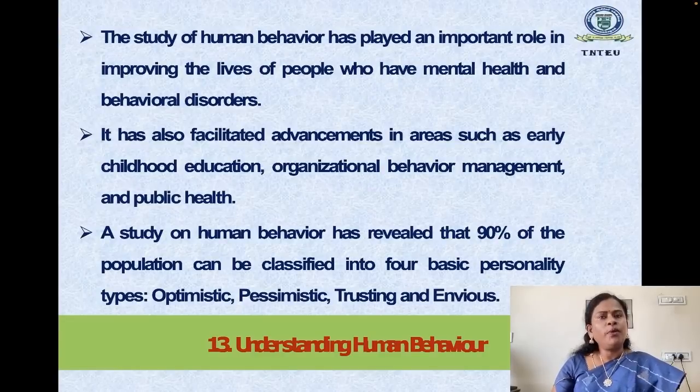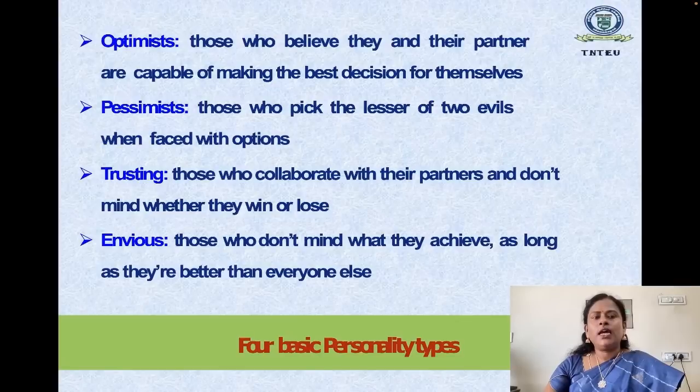A study of human behavior has revealed that 90% of the population can be classified into four basic personality types: optimistic, pessimistic, trusting, and envious. However, the latter of the four types, envious, is the most common, with 30% compared to 20% for each of the other groups.